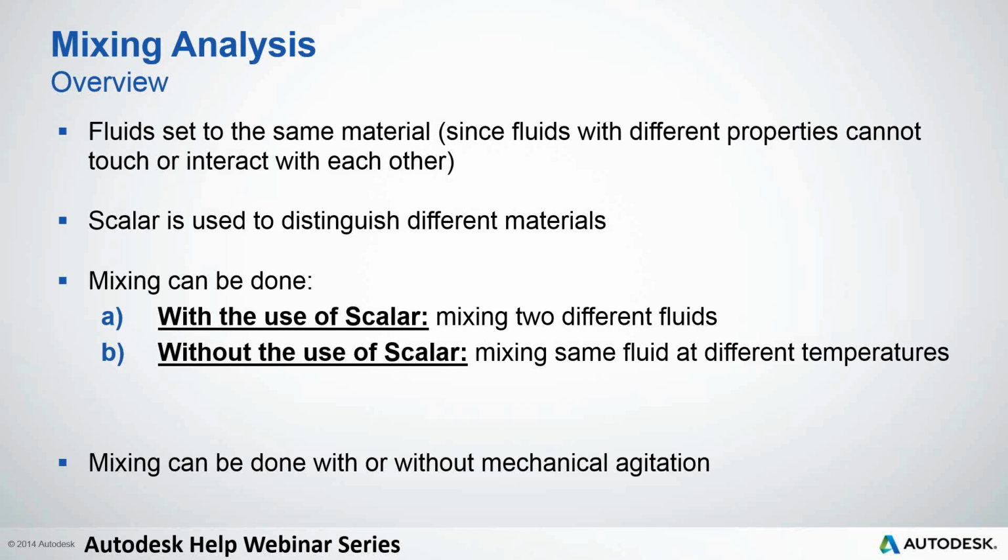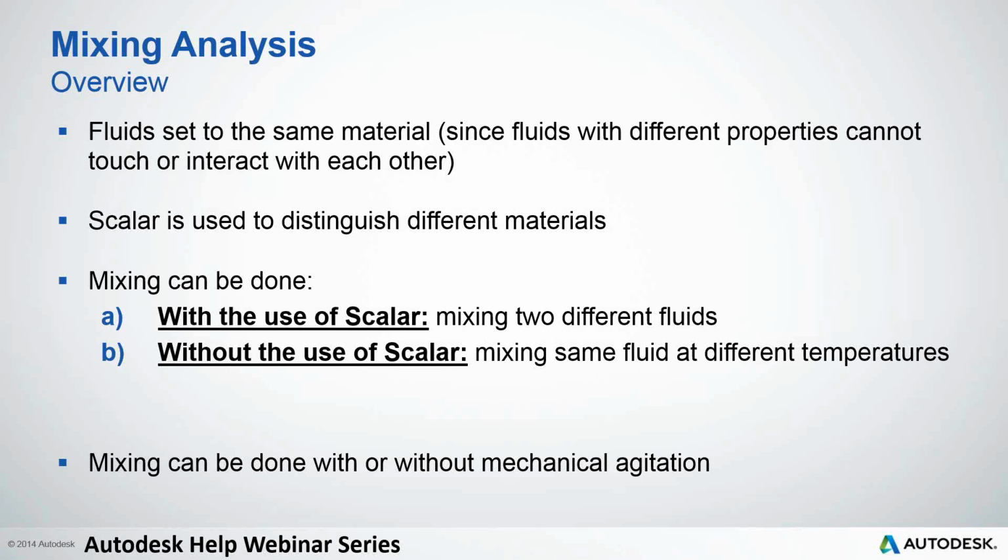Mixing can be done with the use of Scalar or without the use of Scalar, such as mixing the same fluid with different temperatures. That's actually going to be the first example that Amal is going to show, without using Scalar, just different temperatures. The other way is, of course, using Scalar to distinguish between the 2 different fluids, and we'll see how we do that. Mixing can also be done with mechanical agitation. We're not going to cover that in this webinar. Probably in the next webinar we'll talk about mechanical agitation, such as motion to mix the 2 fluids.